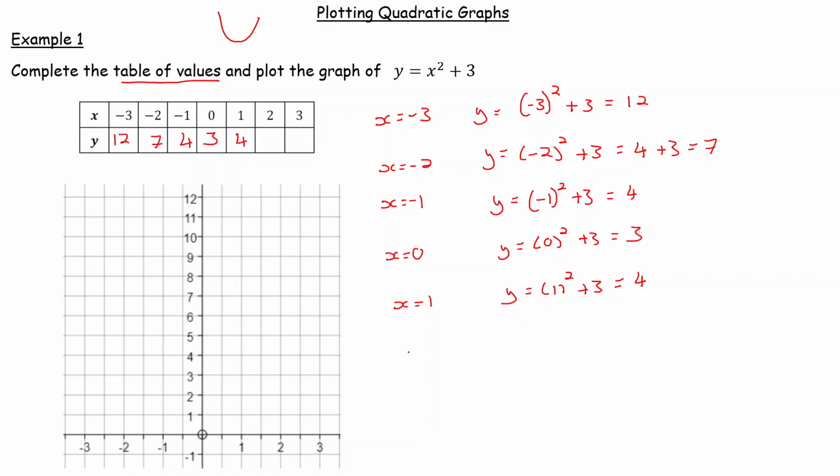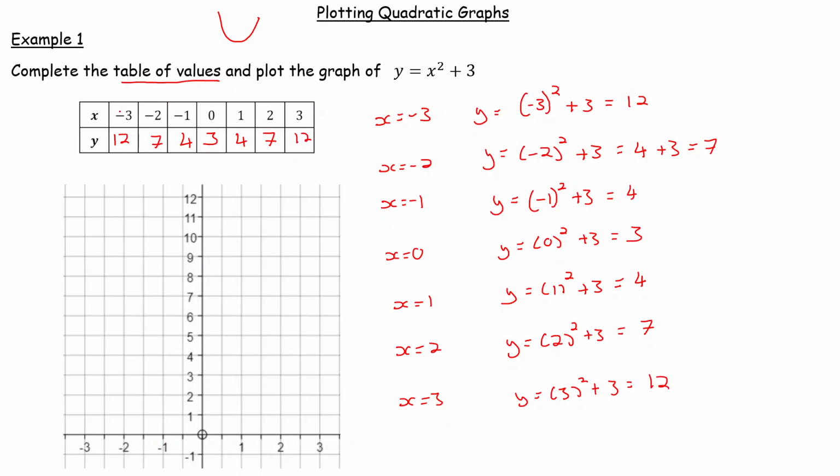When x is equal to 2, we're getting there now. When x is equal to 2, we get y is equal to 2 squared plus 3. 2 squared is equal to 4 plus 3 is equal to 7. Good. X is equal to 3, but you can see the pattern here, right? Hopefully when x is 3, we can go and put that into our equation. So we're going to get y is equal to 3 squared plus 3, which is equal to 3 squared is 9 plus 3 is equal to 12.